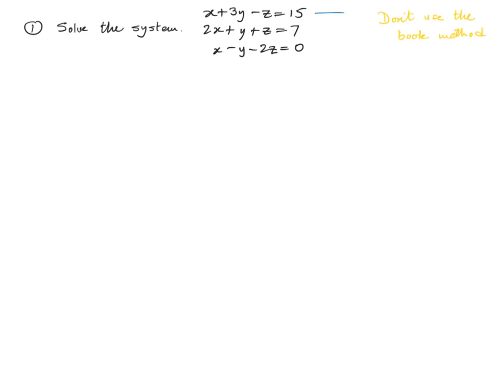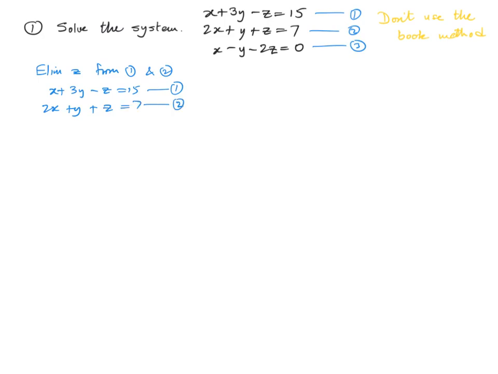So first thing I'm going to do is I'm going to number these equations 1, 2, and 3, and then I'm going to try to do elimination. It doesn't really matter what variable I eliminate. Let's go and eliminate z from, let's say, 1 and 2, because it's really obvious. I can just add the two equations together. So x plus 3y minus z equals 15. That's equation 1. And 2x plus y plus z equals 7 is equation 2. When I add those equations together, I get 3x plus 4y equals 22. Let's call that equation 4.